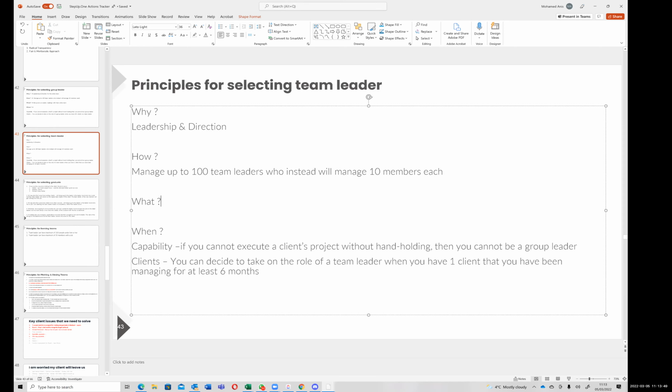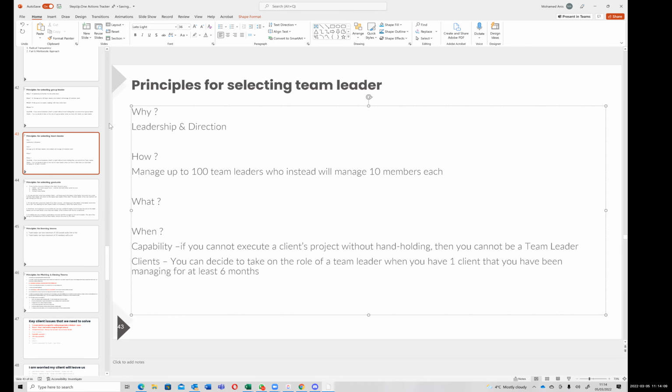But we have to see how this whole thing happens, because who's going to sit and measure all these things, right? So we have to be very careful not to create more work for ourselves. But again, if you cannot execute a client without handholding, then you cannot be a team leader. Very simple. You cannot be a team leader if you don't know how to manage your client. It's very, very clear.